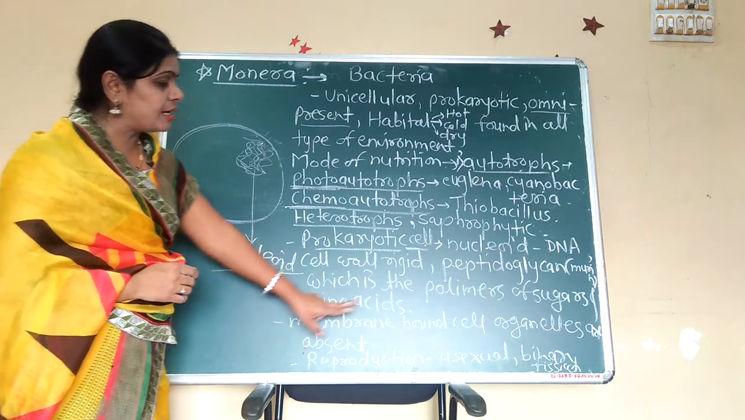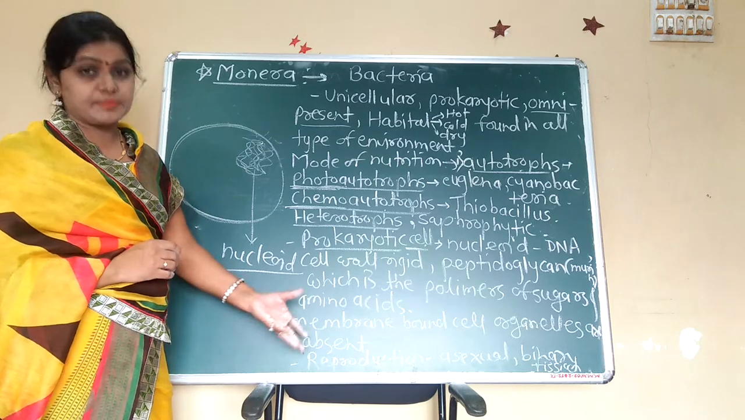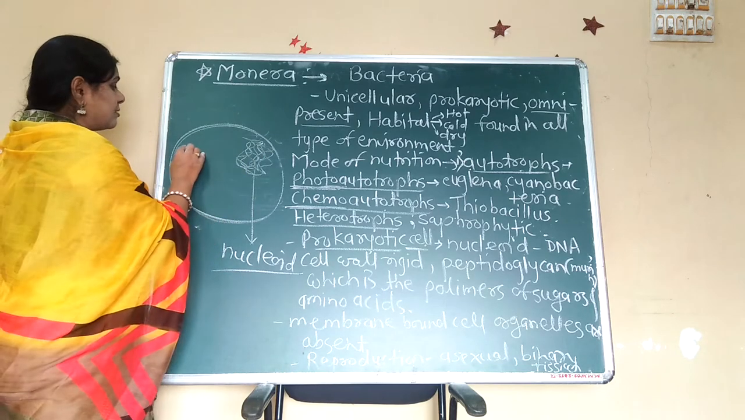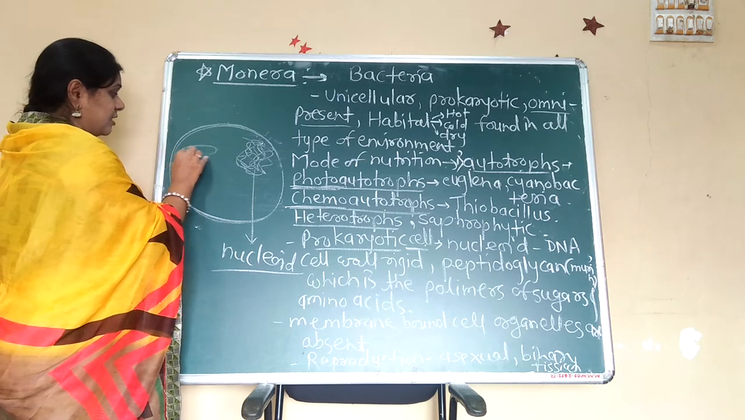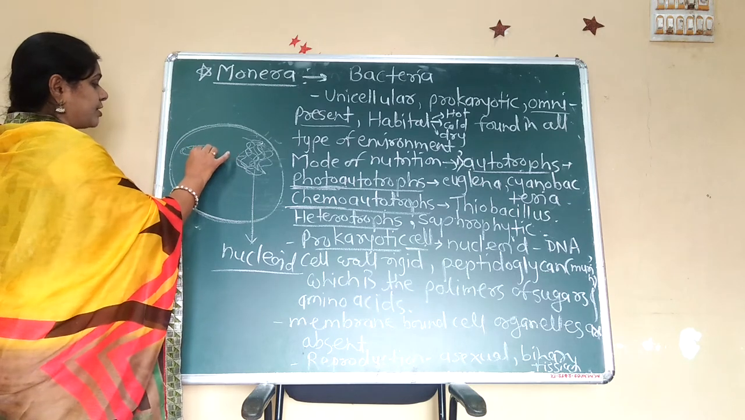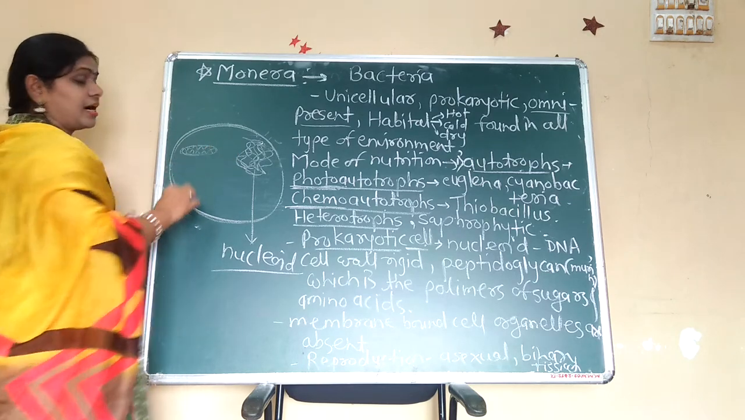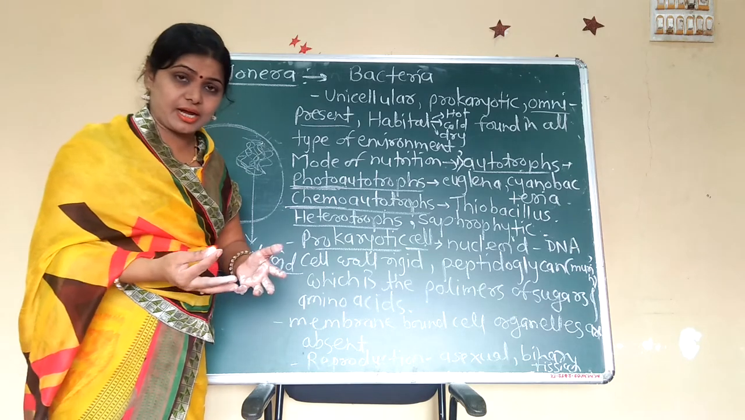Then membrane bound cell organelles are not present, or absent, here. The membrane bound cell organelles are absent in it, like mitochondria. Mitochondria is a part of the eukaryotic cell. Golgi bodies are a part of the eukaryotic cell.